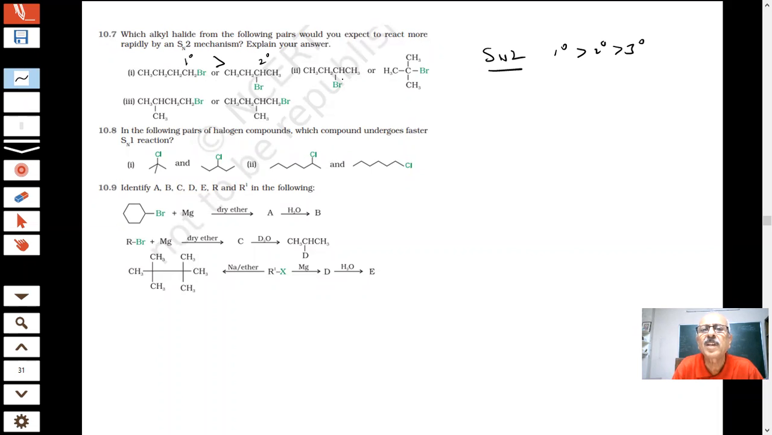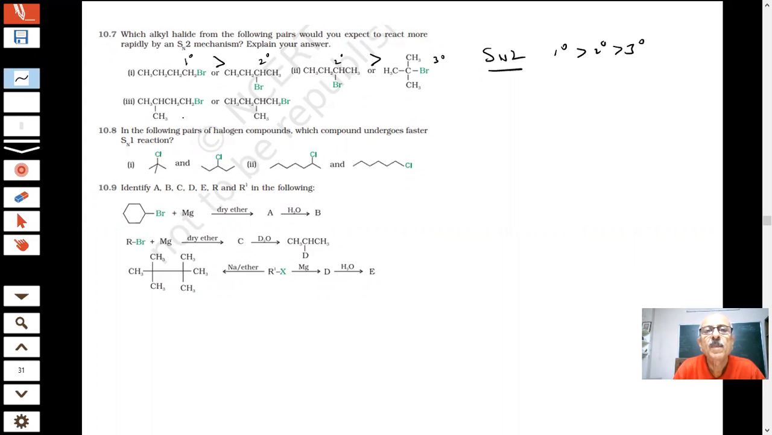And what is the story here? Second question. Here one is smaller because one is 2 degree and the other is 3 degree. So which will be faster? 1. What about this?